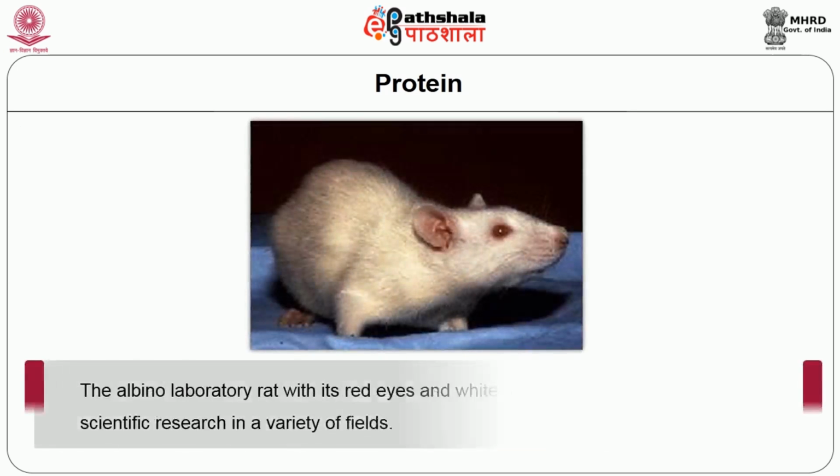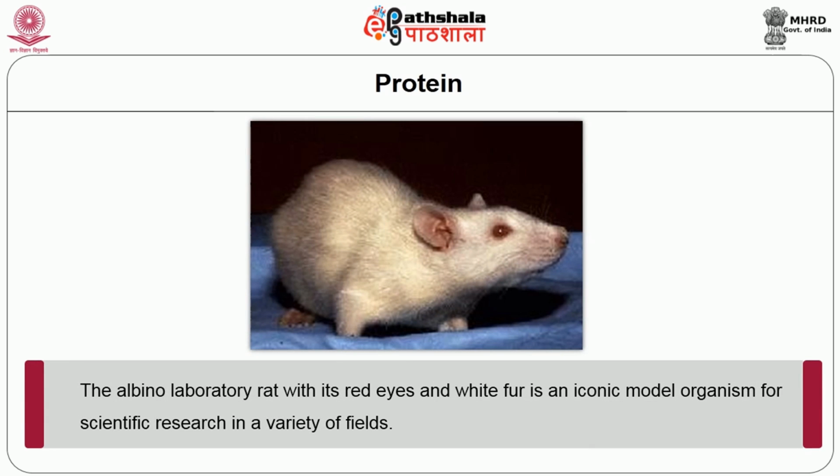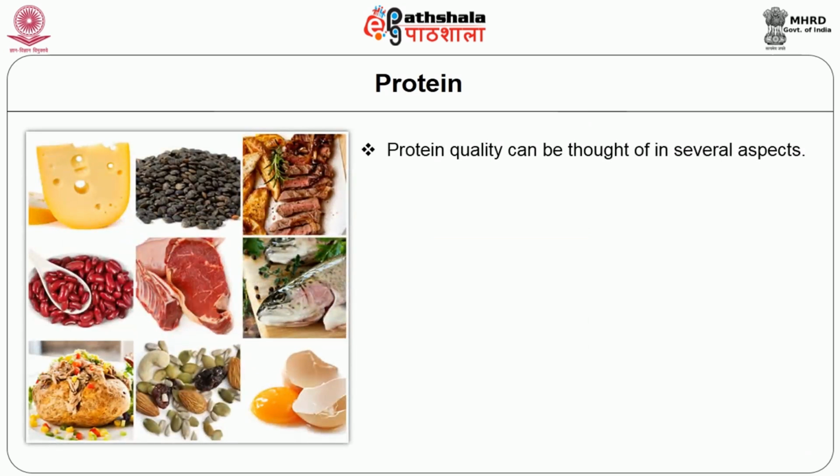Here is an albino laboratory rat with its red eyes and white fur, an iconic model organism for scientific research in a variety of fields. Particularly when you are looking at protein quality, the quality evaluations can be done in albino laboratory rats for checking the protein quality of various foods. Thus, protein quality can be thought of in several aspects.